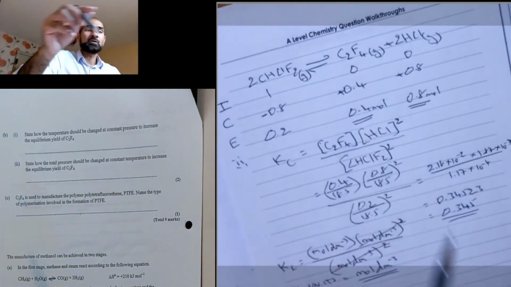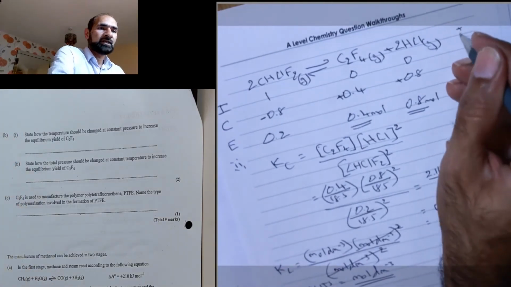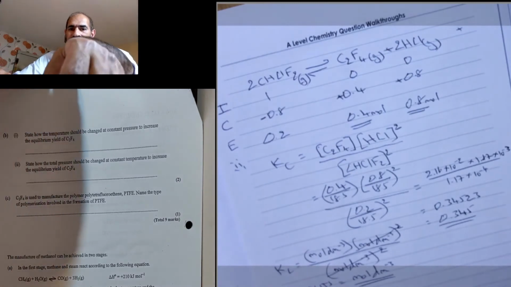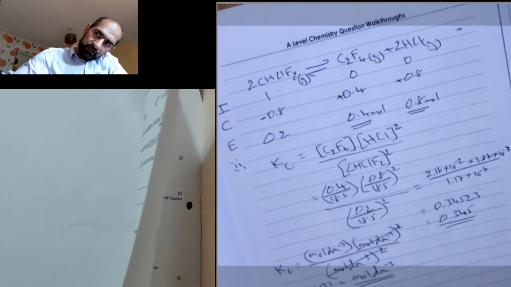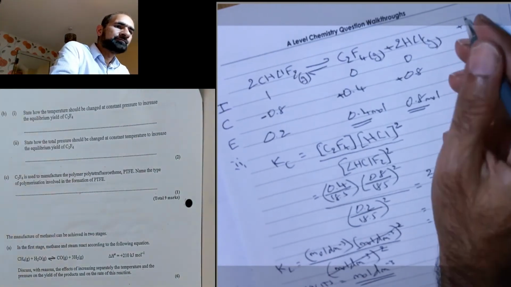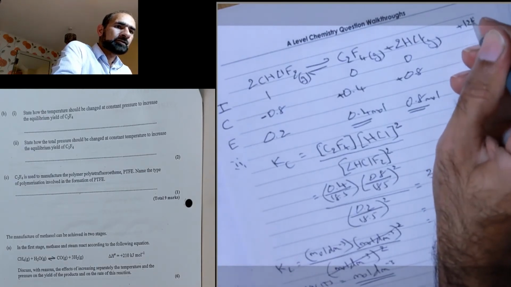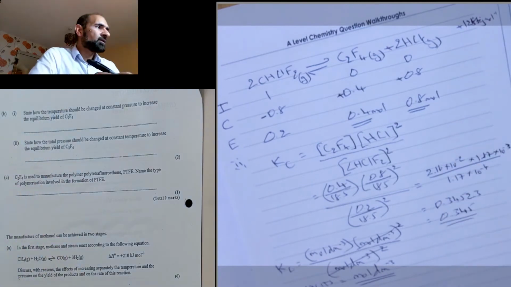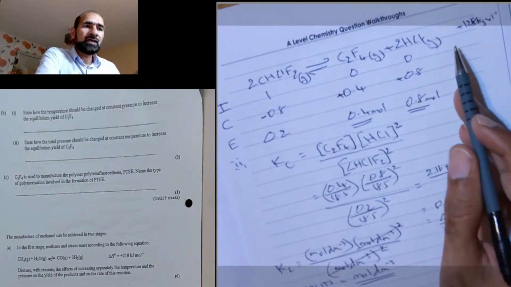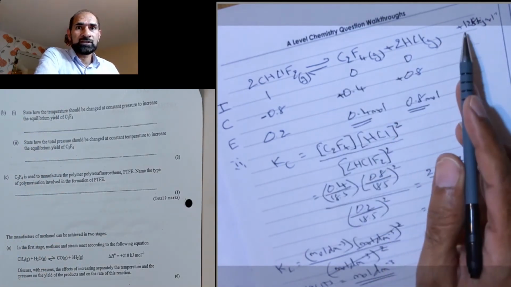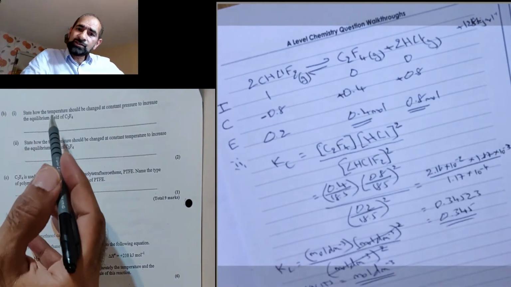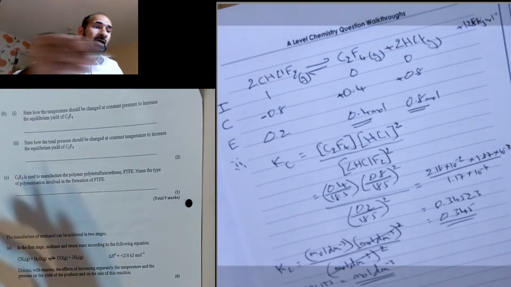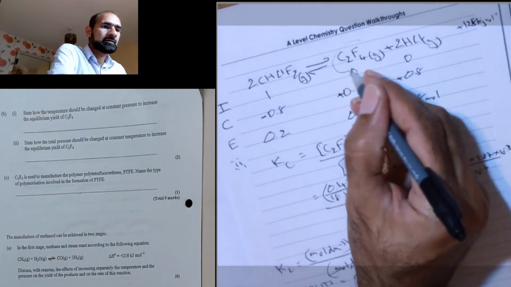Now, this is where the enthalpy comes in, which I didn't write down. The enthalpy was, what was it, 128? 128 kilojoules per mole. Whoops, 128 kilojoules per mole. So going that way is positive, isn't it? State how the temperature should be changed at constant pressure to increase the equilibrium yield. So I want to increase that.